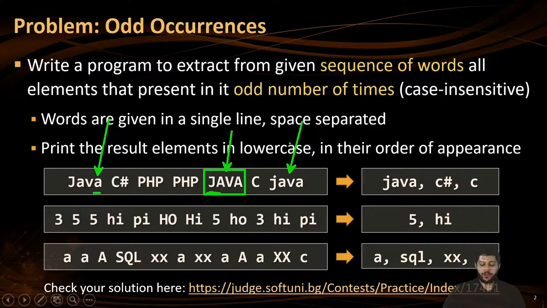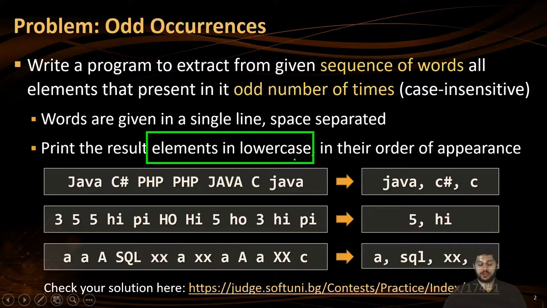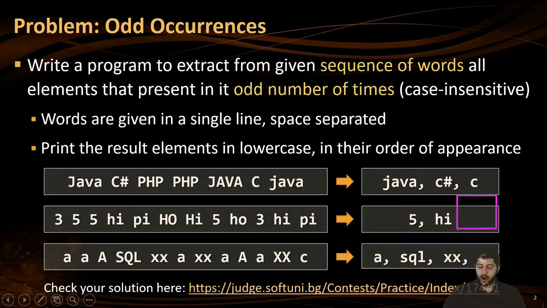This means that we need to print Java. So the Java word is going to be the first in our output sequence, and it's going to be lowercase because we know that the elements need to be printed in lowercase. The next one is C sharp. We face C sharp only 1 time. 1 is an odd number, so C sharp needs to be present in our end output. PHP, on the other hand, is present 2 times in the sequence. So it doesn't get printed. We have C at the end, and C is printed because C is encountered only 1 time, and 1 is an odd number of times.